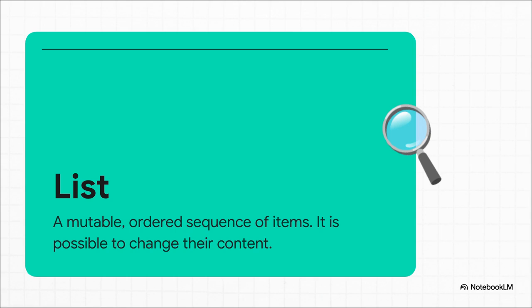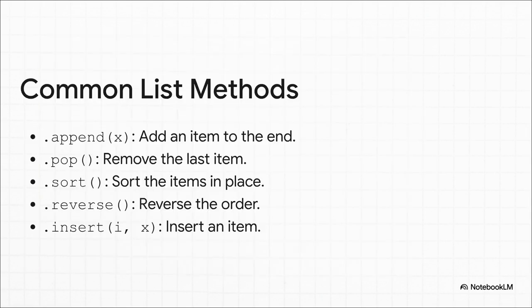It's totally dynamic. And how do you make all those changes? Well, with methods. The Python docs list a whole bunch, but these are some of the greatest hits. You can append to tack something onto the end, or pop to take the last item off, which is perfect for using a list like a stack. You can sort it, reverse it, or even insert an item exactly where you want it to go. This flexibility is what makes lists so incredibly powerful.